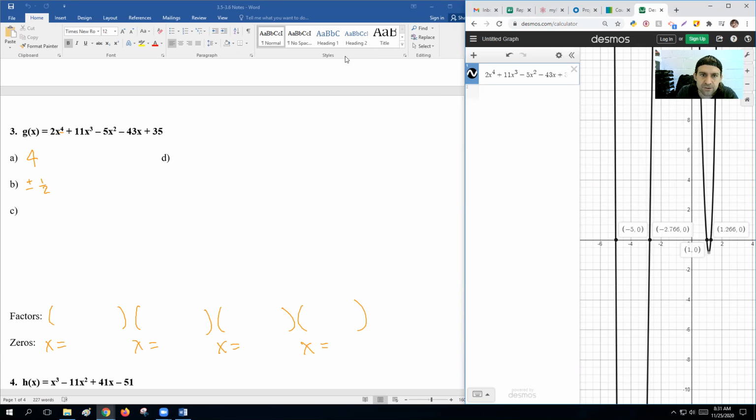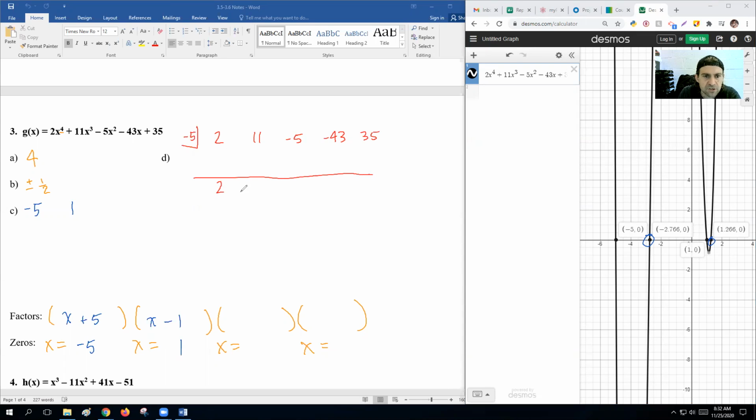So that means the only rational zeros that we have right now are negative 5 and positive 1. These factors, even though they are zeros, are just not going to be rational. We'll talk about what that means when we get to it. So that means x equals negative 5 is an answer, and x equals 1. So we got x plus 5 and x minus 1. So let's use synthetic division here to make our life easier. Let's synthetically divide by negative 5: 2, 11, negative 5, negative 43, and 35.